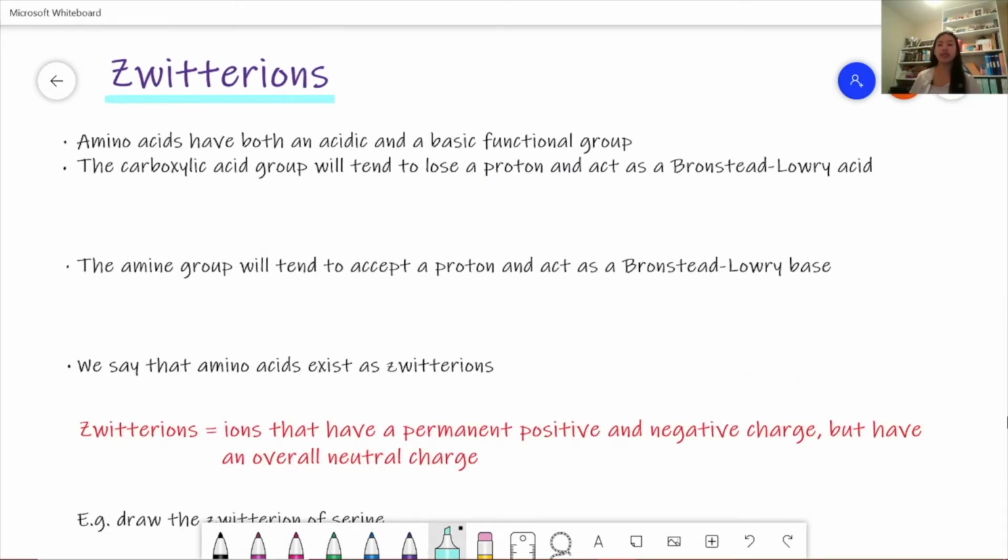Now we're going to introduce Zwitterions. Amino acids have both an acidic and a basic functional group. And this is the key thing about amino acids.